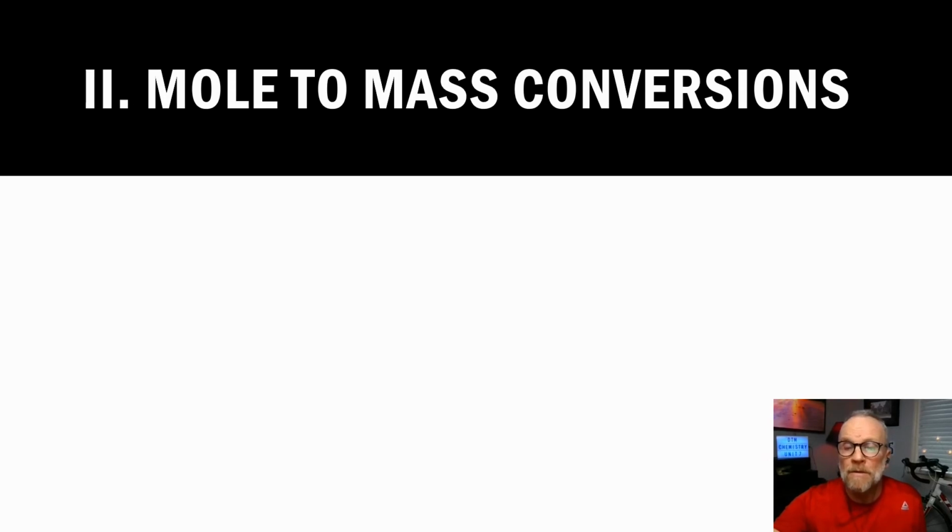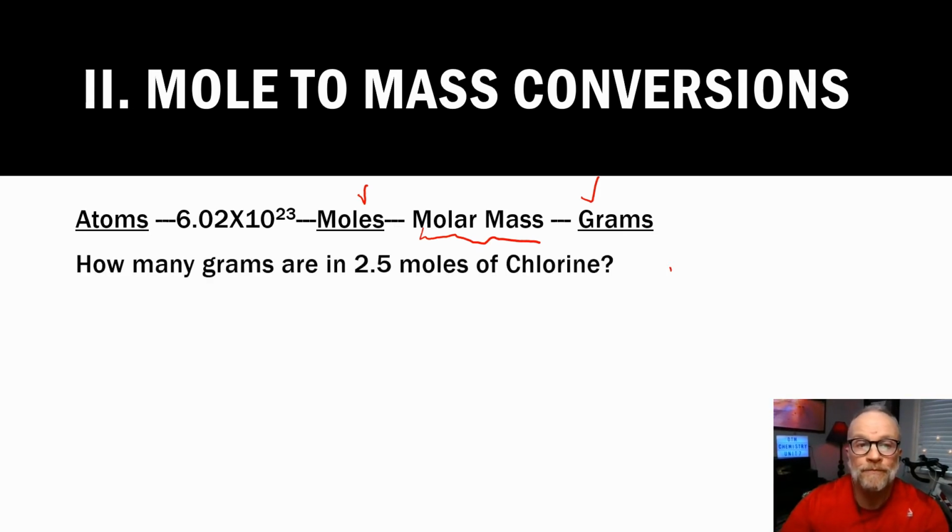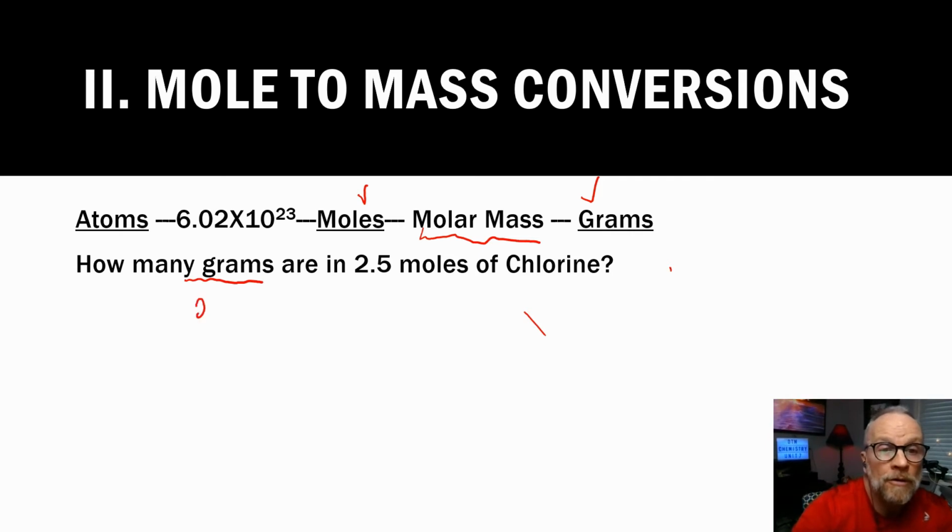Mole to mass conversions. Okay, so now we are going to be dealing with the molar mass off the periodic table. So we'll be working on this part of our flow chart. It says how many grams are in 2.5 moles of chlorine. Okay, so we underline grams here. 2.5 moles of chlorine.